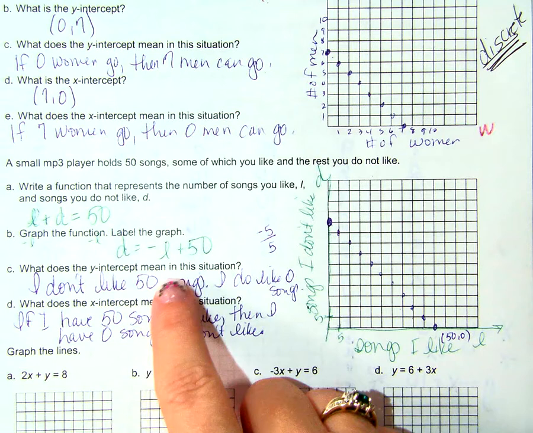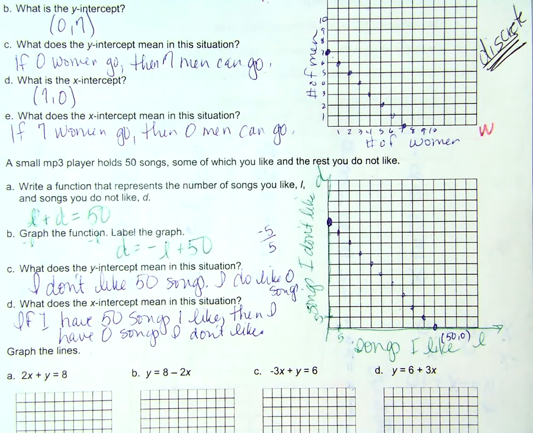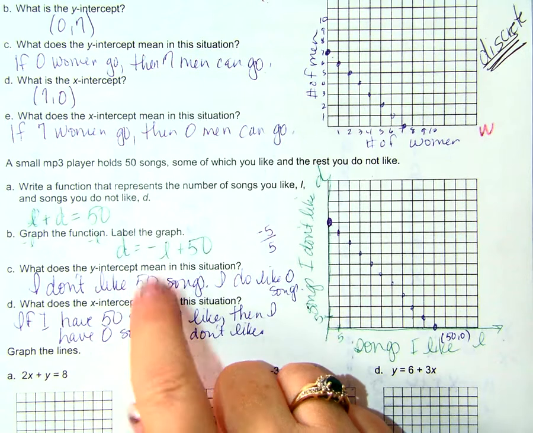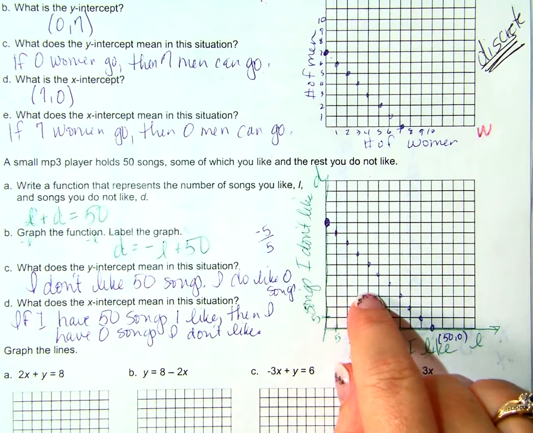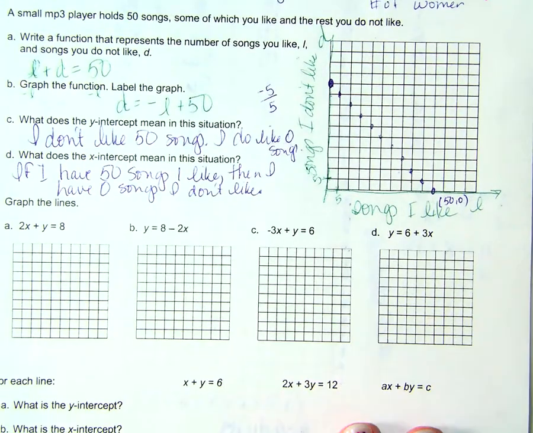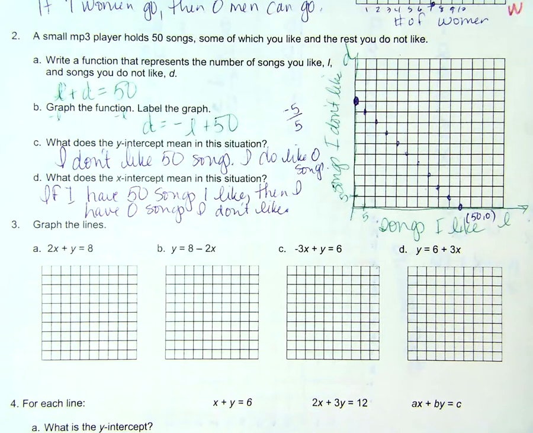Because in reality, I could actually not like 150 songs, right? Especially if it's country music. But what I'm talking about is the 50 songs on my MP3 player, aren't I? Any questions about 1 or 2? We good? All right, look at 3.